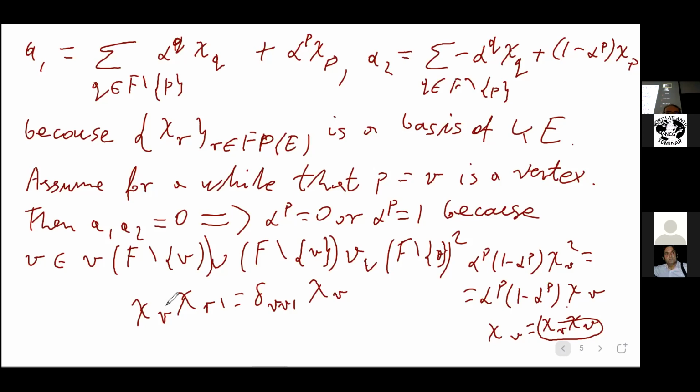Well, when A1 is 0, then I have always alpha Q equal to 0 and alpha P equal to 0. If A2 is 0, well, I have minus alpha Q equal to 0, but I hope you agree that minus alpha Q equal to 0 is the same as alpha Q equal to 0 in any field. And then we have 1 minus alpha P equal to 0. It means alpha P equal to 1. Okay. So we have either A1 equals chi P or A2 equals chi P. That's it. So chi P is either in A1 or A2. And this is exactly what we wanted to prove.